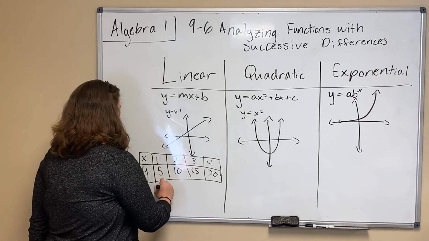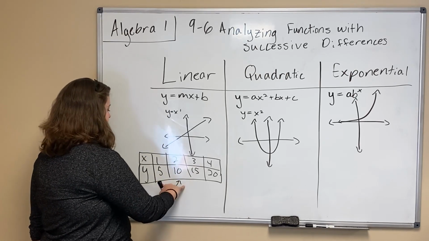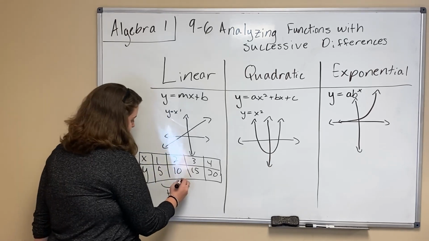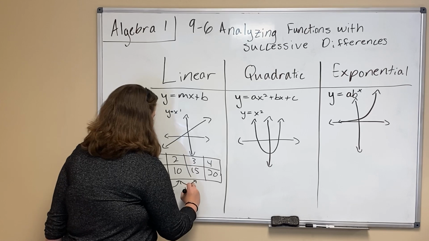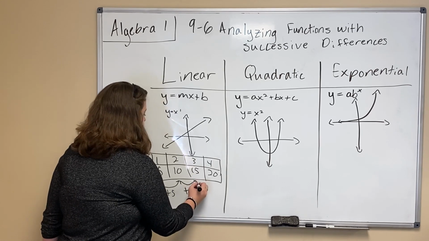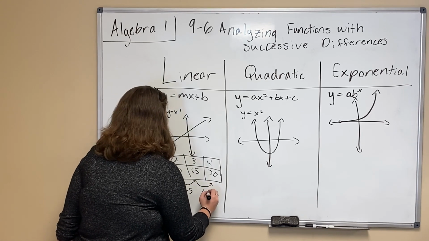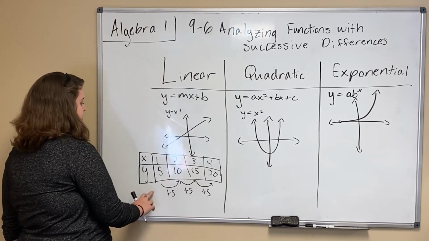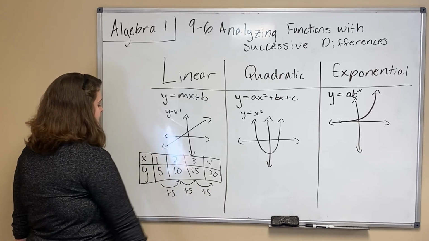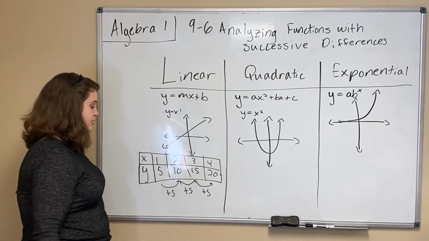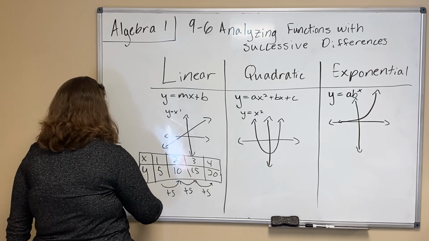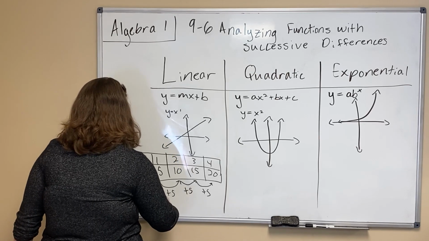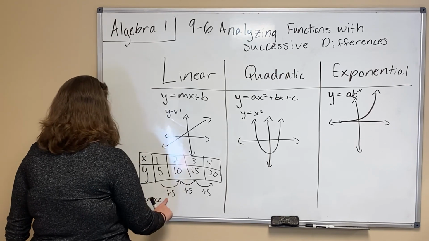What that means is, looking at this, the difference from 5 to 10 is plus 5. The difference from 10 to 15 is also plus 5. The difference from 15 to 20, also plus 5. Because this is a constant rate the first time we took the difference, this is a linear equation. So the first difference is a constant rate.